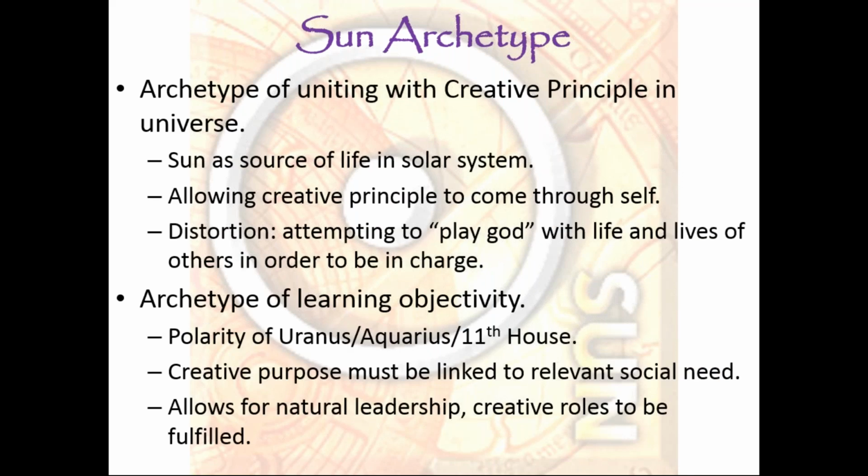So this archetype of the sun is also the archetype of uniting with the creative principle, capital letters, in the universe. That means universal source, evolving source, the creative principle itself. And this is again reflective of the sun being the source of life for everything in the solar system. Without its life-giving source, again, nothing exists.